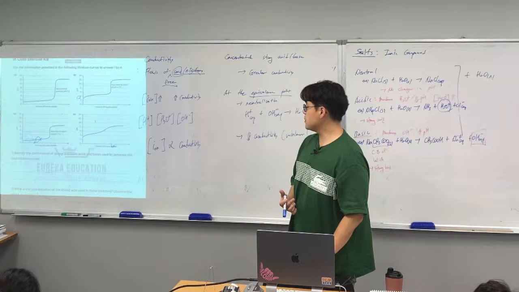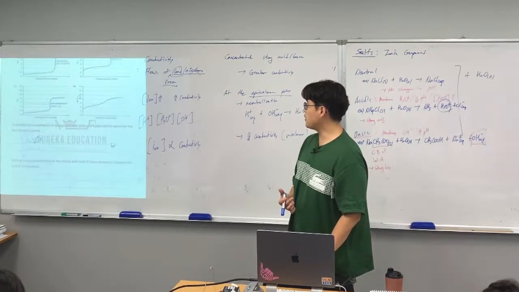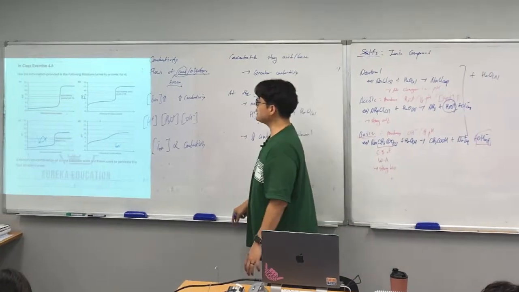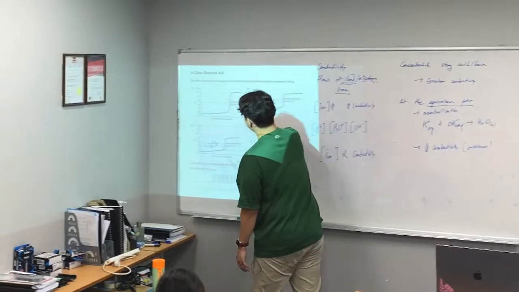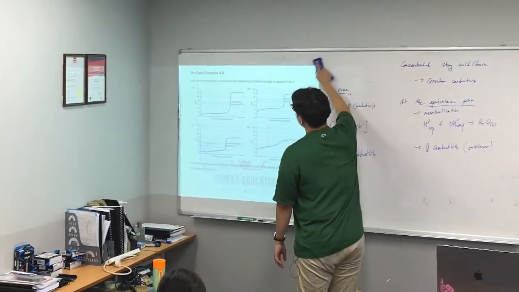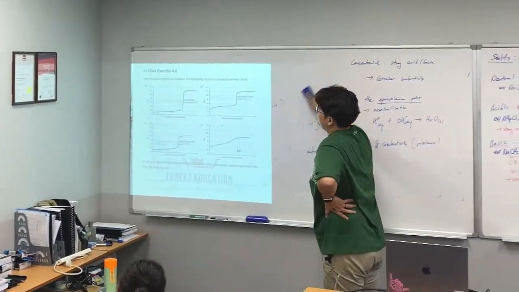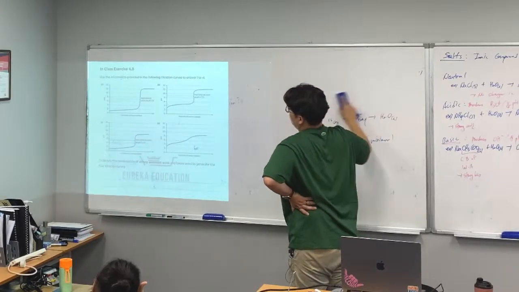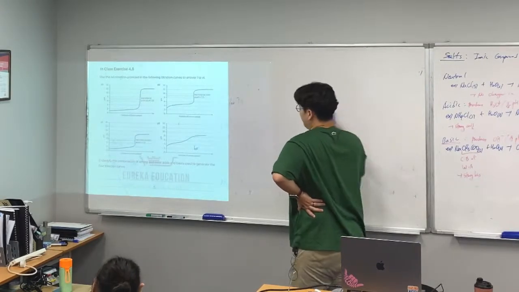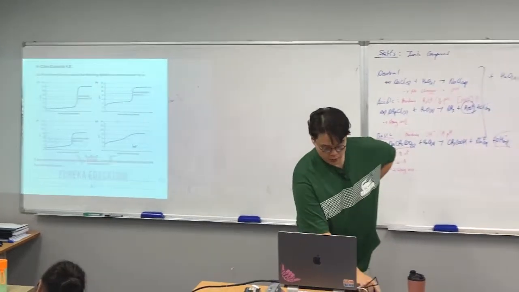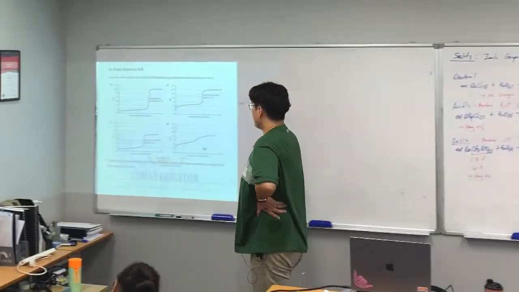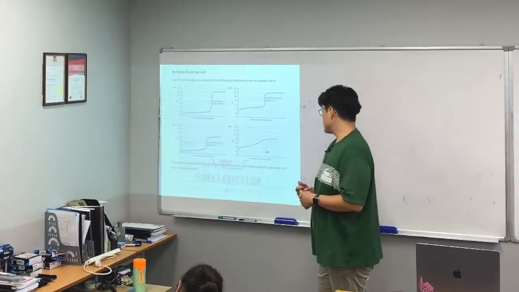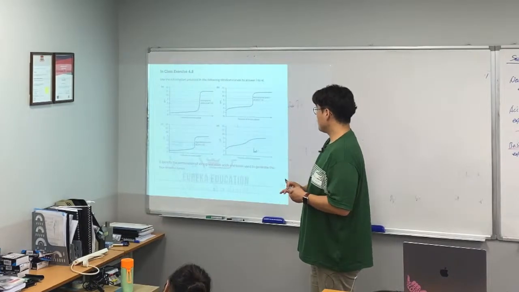Okay. So let's do some exercise. Page 173, please, in class exercise 4.8. Use the information provided in the following titration curve to answer 1 to 6. So 1, identify the combination of the strong and the weak acid and base used to generate the 4 titration curves.